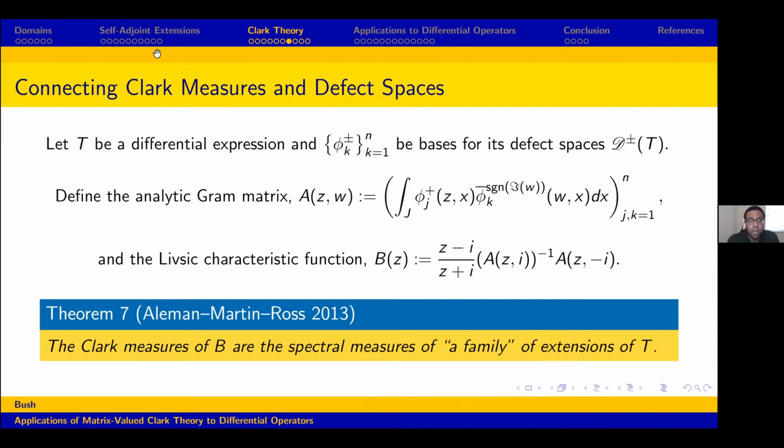Okay, and so a theorem due to Aleman, Martin, and Ross, 2013, connects these two. The Clark measures of B are going to be the spectral measures of a family of extensions of T. So in other words, if I take an expression, compute its bases, compute the bases for its defect spaces, form this Gram matrix, then form this characteristic function, which is also a matrix, sort of the product of these two matrices, and then I compute the Clark measures for this, that will give me spectral measures for T.